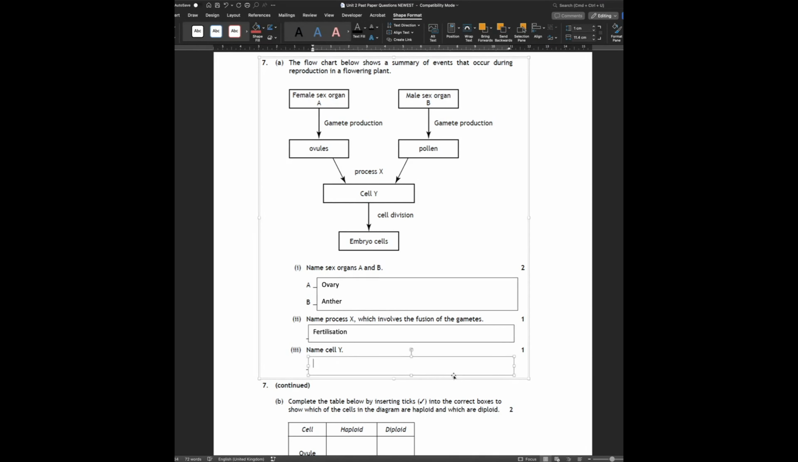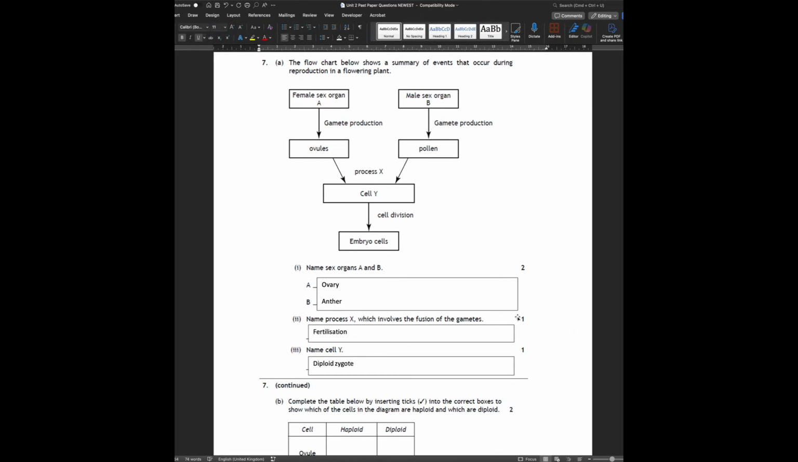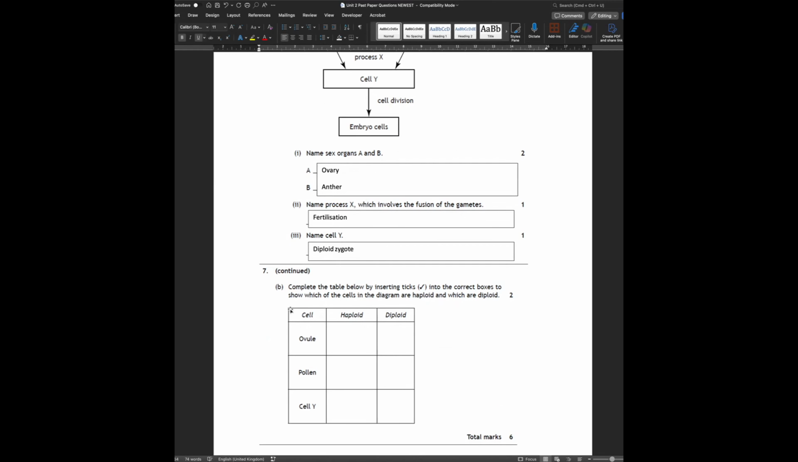And lastly, part 3, name cell Y. Because we memorized that definition, we know that the fusion of the nuclei of the two haploid gametes results in a diploid zygote. And if you just said zygote, you get the mark there. But I've just got into the habit of always saying diploid zygote because there are questions that ask us about the chromosome complement of it, such as this one here. For question 7, part B, it says complete the table by inserting ticks into the correct boxes to show which of the cells in the diagram are haploid and which ones are diploid.